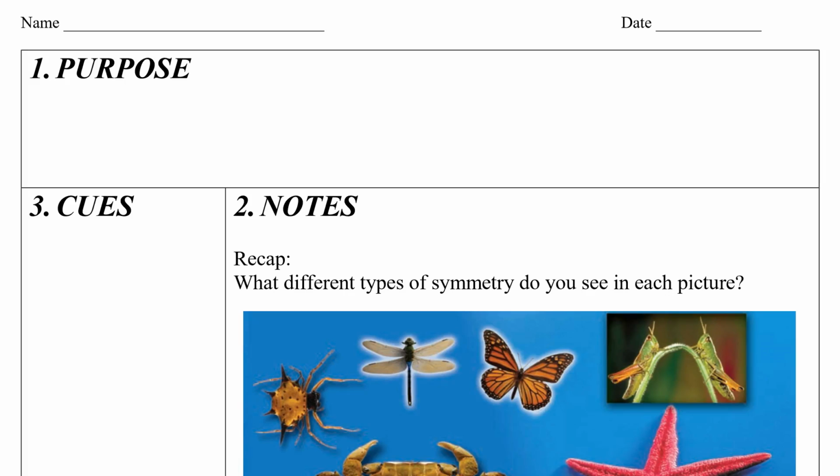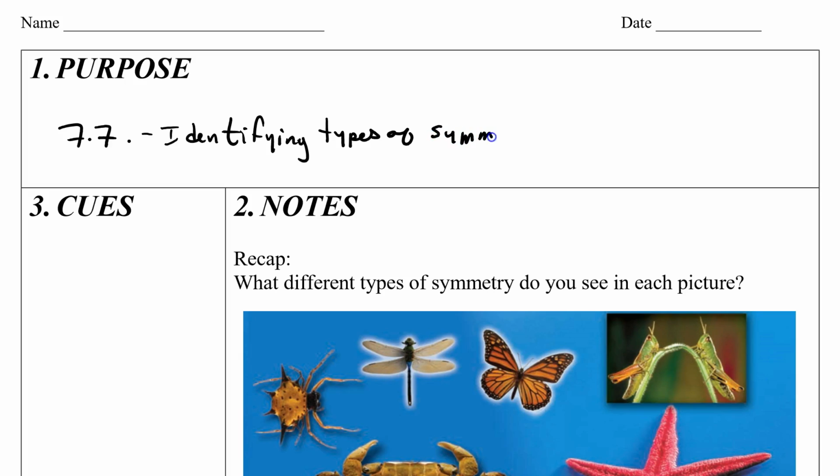Last but not least in this unit, 7.7, identifying types of symmetry on the Cartesian plane. Remember, we learned that in Unit 6 about Descartes, the Cartesian plane.